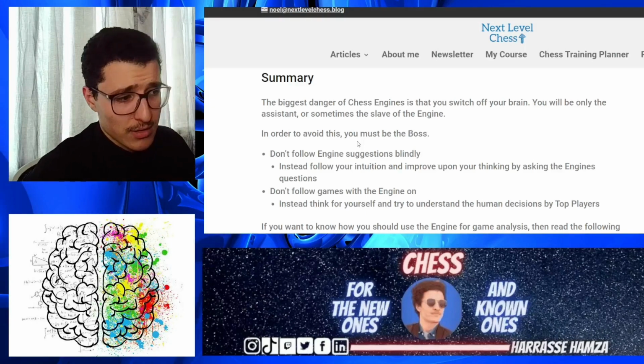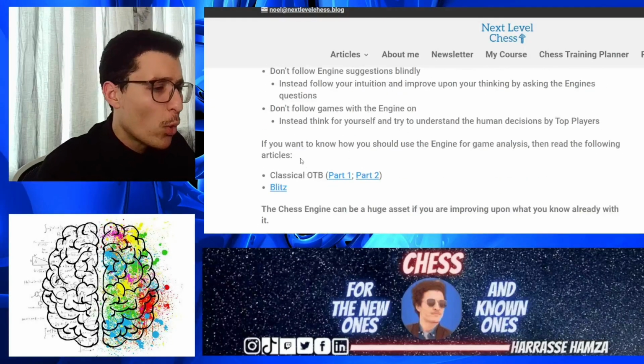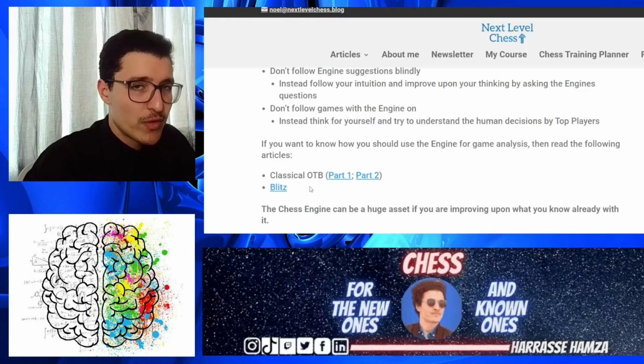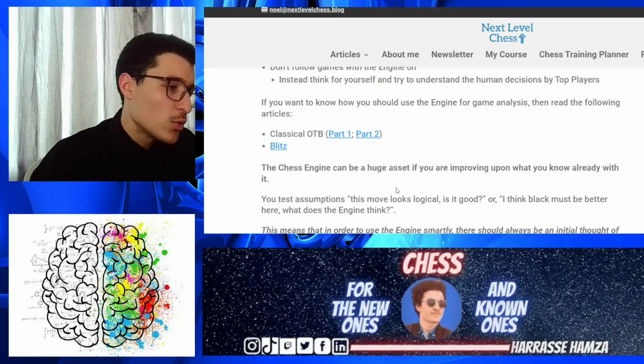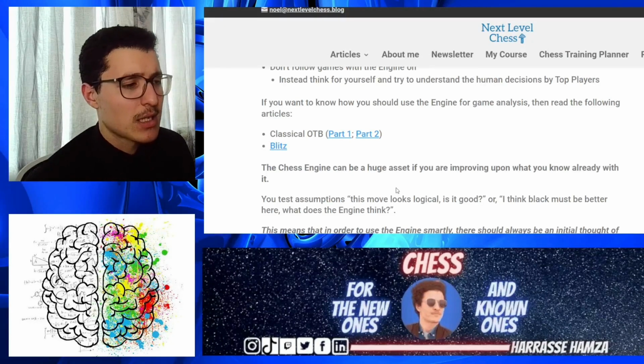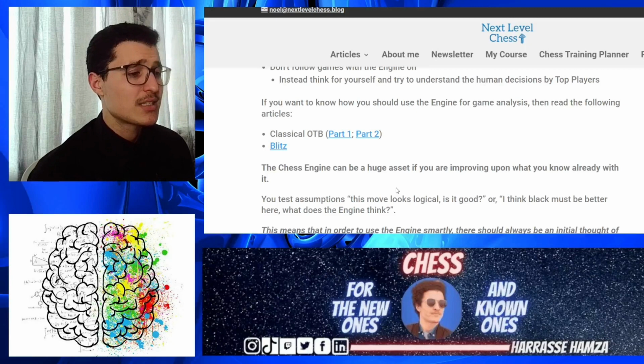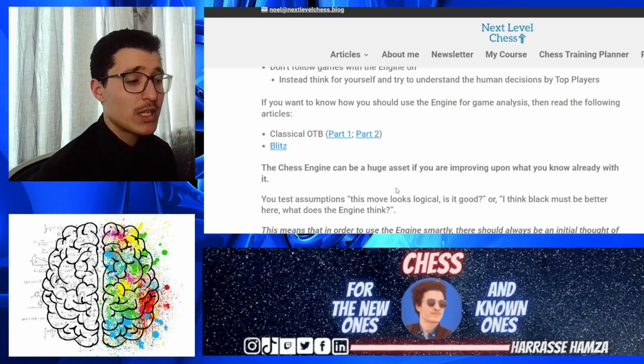So if you want to know how you should use the engine for game analysis, then read the following articles: Classical OTB, over the board, part 1 and part 2, and Blitz. It depends on the format sometimes. Use this move in Blitz, use that move in Classical. The chess engine can be a huge asset if you are improving what you already know with it.